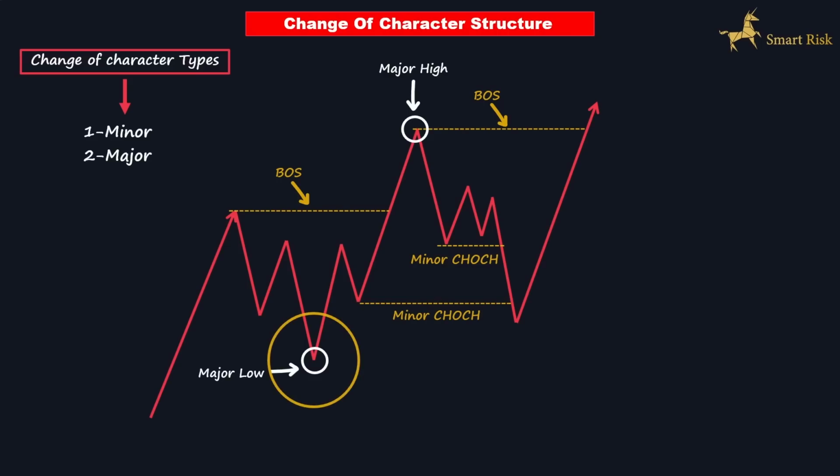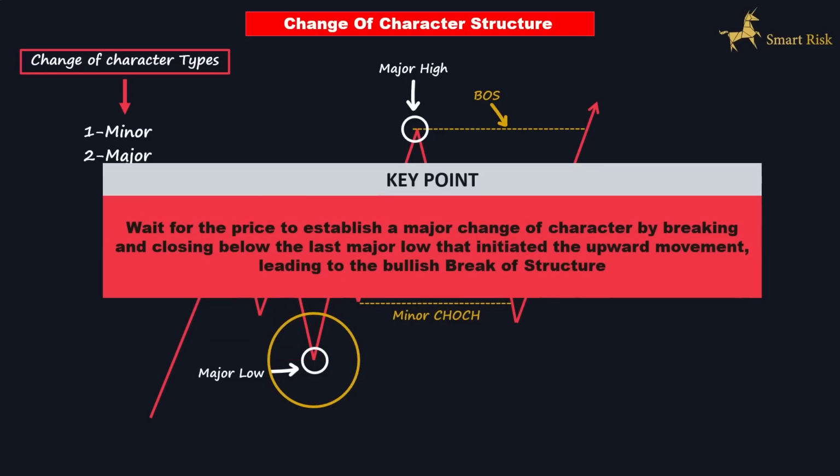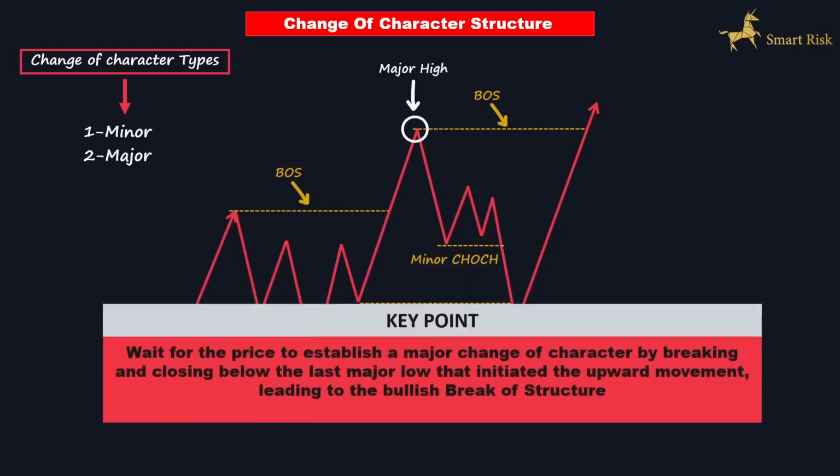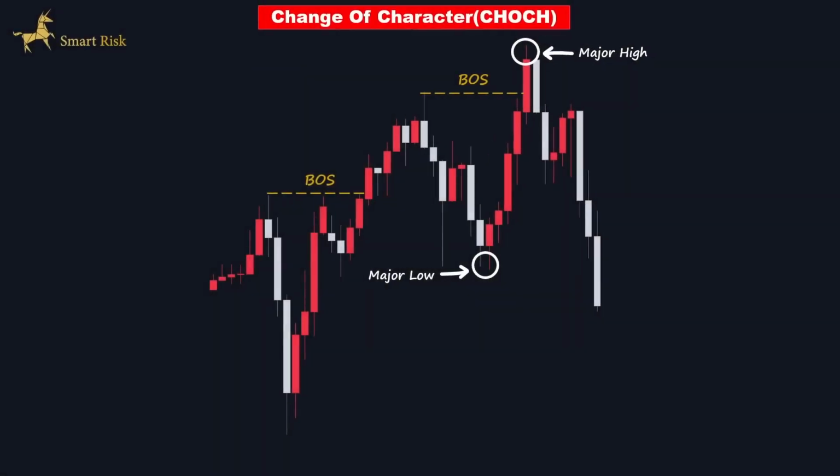Their identified change of character was invalid, and the price was only in its retracement phase before continuing in its primary direction. To obtain a valid market structure shift signal, one should patiently wait for the price to establish a major change of character by breaking and closing below the last major low that initiated the upward movement, leading to the bullish break of structure. Furthermore, it's crucial to always remember that in a bullish scenario, a change of character pattern is considered valid only when the price breaks and closes below the last major low with the body of a candle.